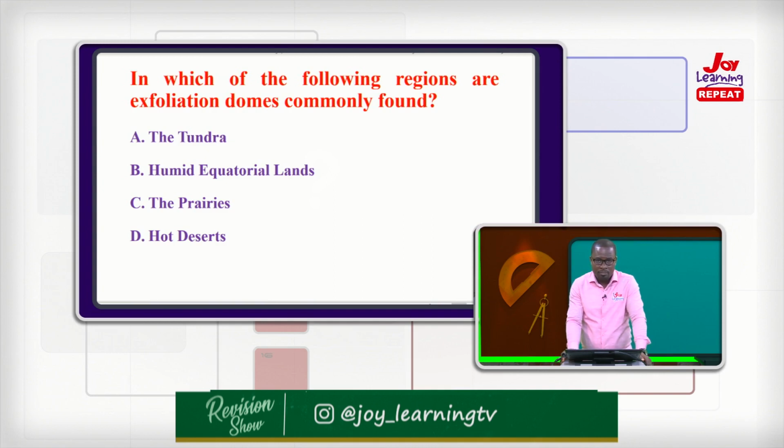Do I have someone on the line? Elvis? Hey, you are back, eh? Good. Elvis, which one is the answer? The tundra. Are you sure? Listen to the question well. In which of the following regions are exfoliation domes commonly found? Are you sure it is the tundra? No, it is not the tundra. I'm giving you another chance, Elvis. The prairies. C. No, Elvis.